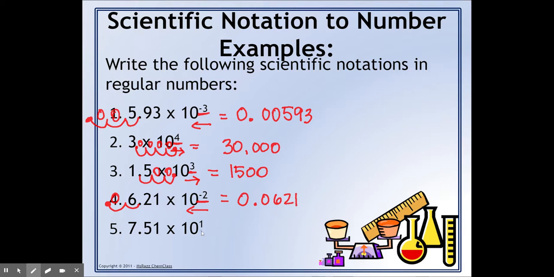Number 5, we have 10 to the 1. That 1 is positive, so we're going to move to the right 1. Here's our current decimal. Move to the right 1. 75.1.